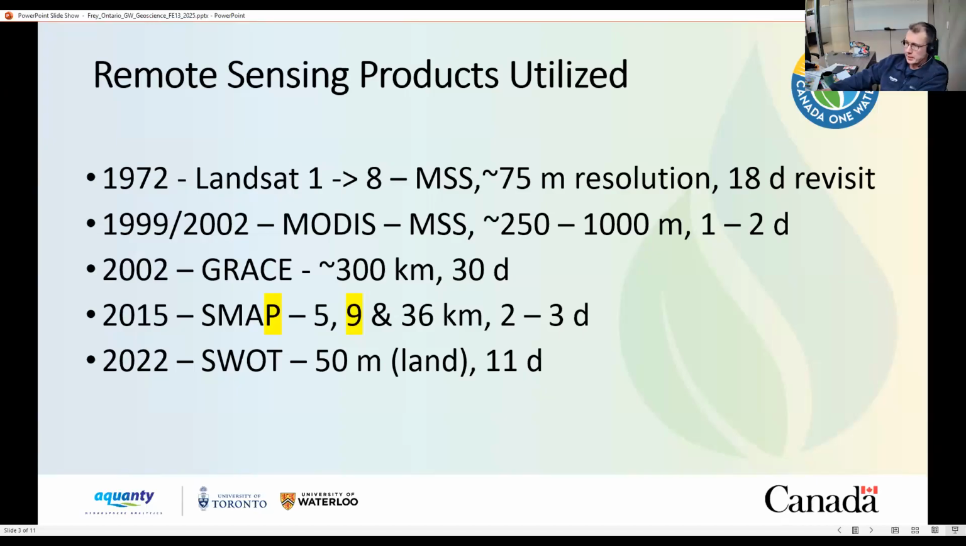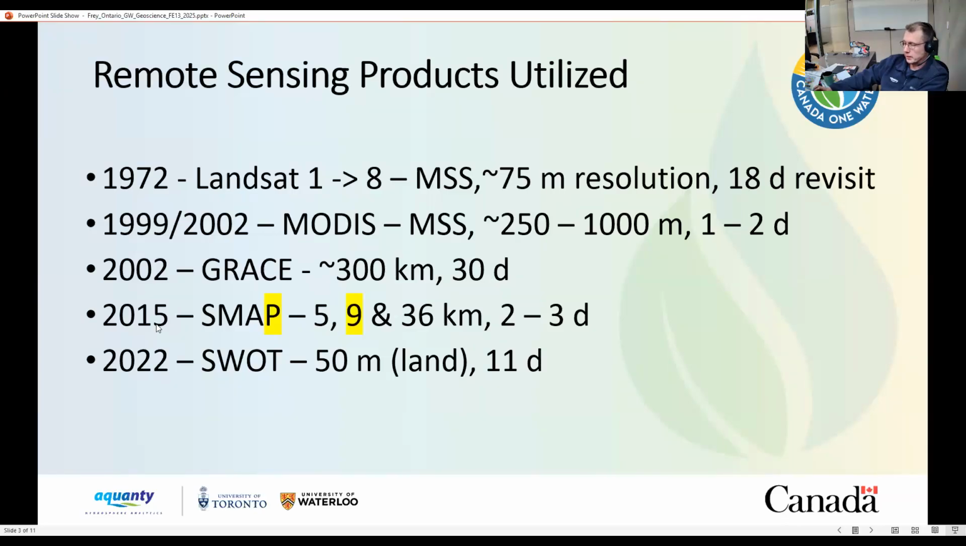So there's 2 MODIS satellites. One was launched in 1999, the other in 2002, or I should say MODIS sensors on satellites, 250 meter to 1,000 meter resolution, 1 to 2 day revisit time. GRACE, which is John Crowley's real contribution to the work I'm showcasing today, launched in 2002, runs at 300 kilometer spatial resolution with a 30-day revisit time.